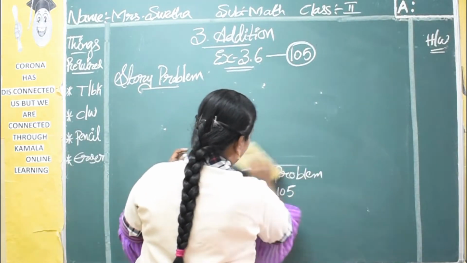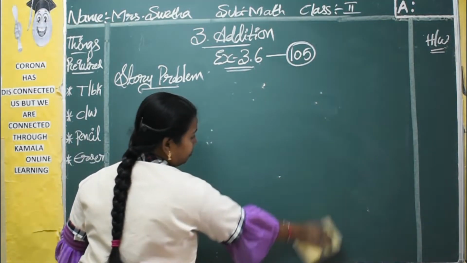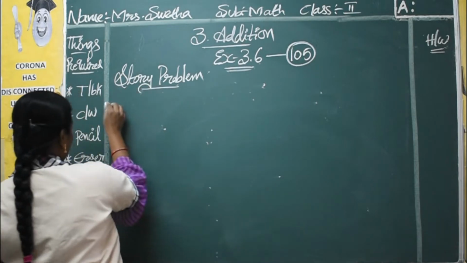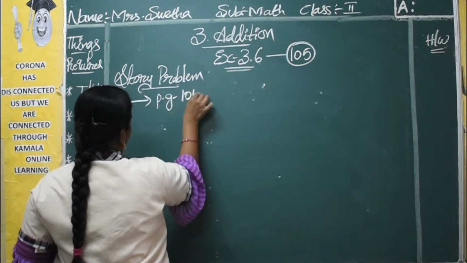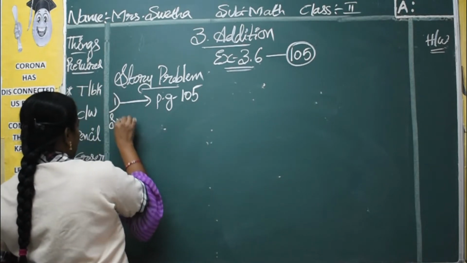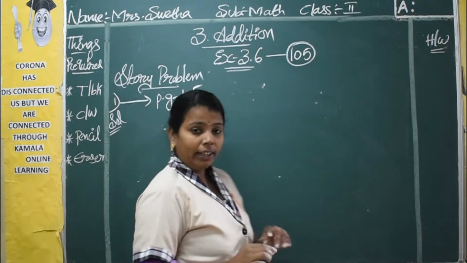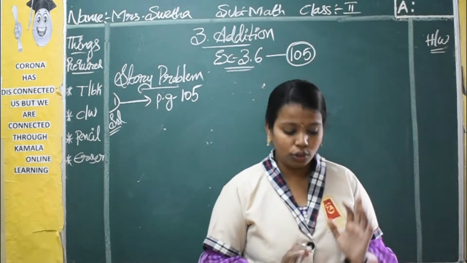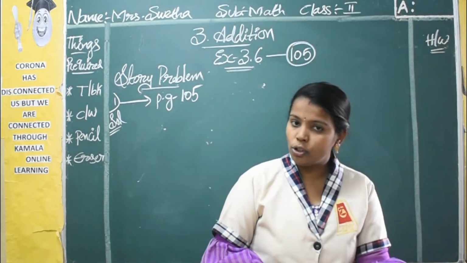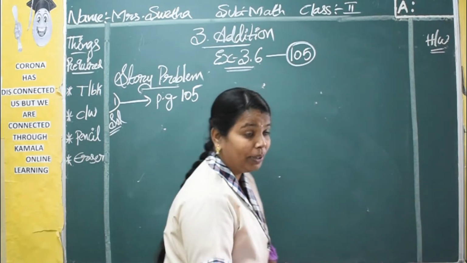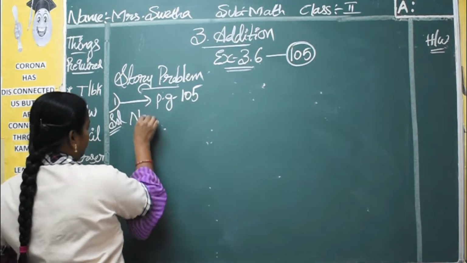Now we will start writing the solution. Here the first question, page number is 105. We are finding the counting. Here they have given the counting number of the biscuits. So the sentence also we will write like that: number of biscuits.